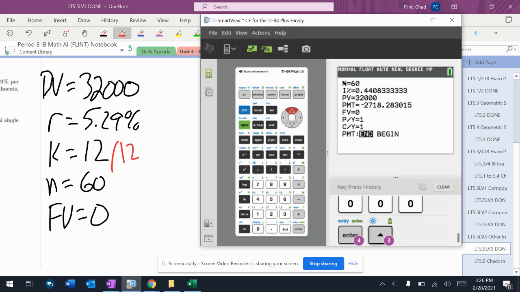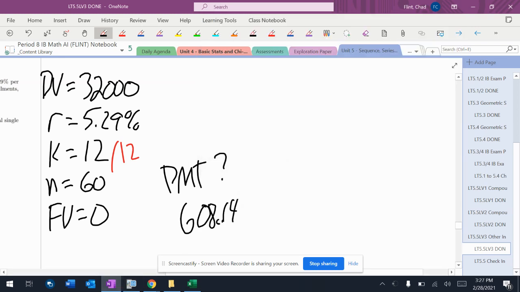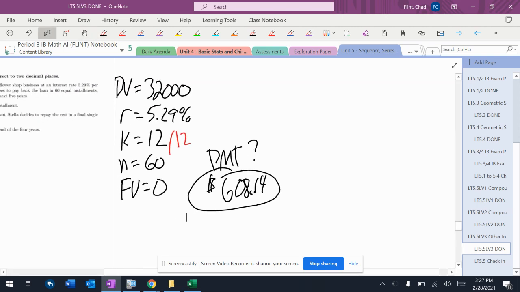So I'm going to go up here and get my payment and see if it looks reasonable. Alpha, enter. So $608.14. So my payment is $608.14, which seems reasonable to me because if I did 60 of those, it looks like I'm going to be around $36,000, which is pretty reasonable payment there.